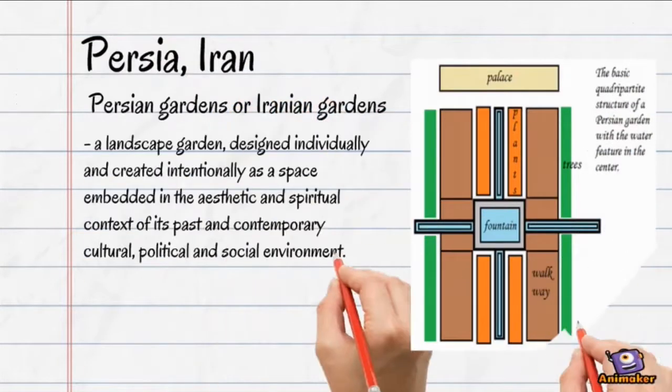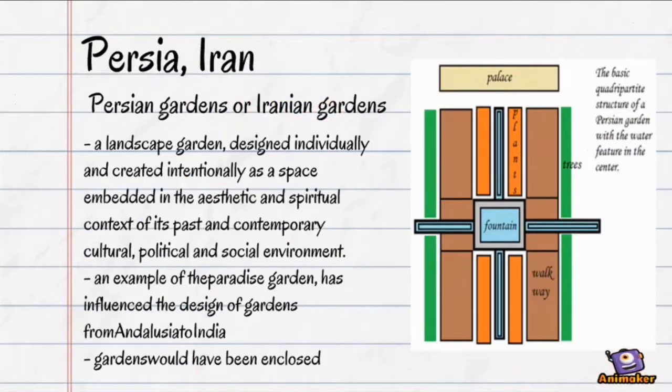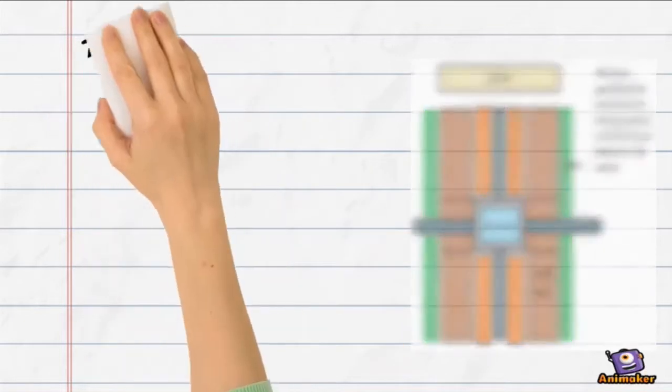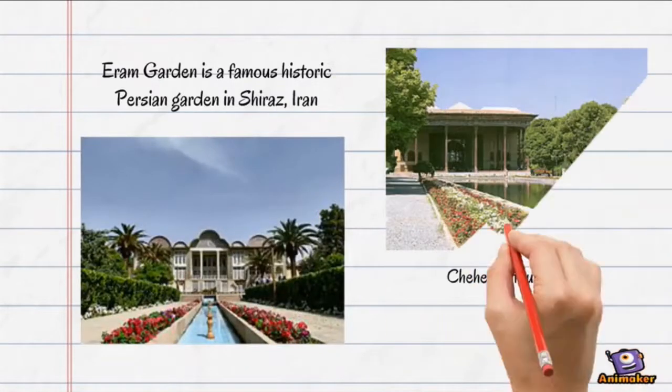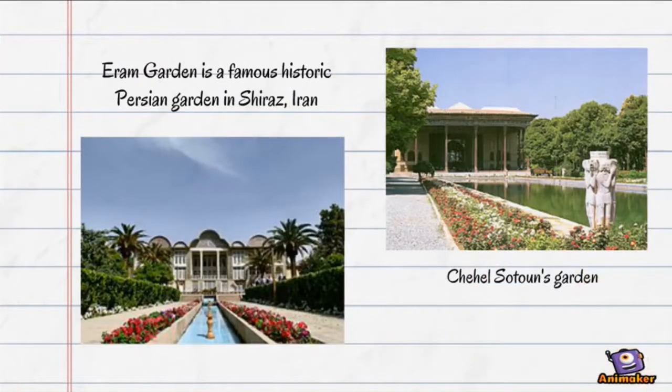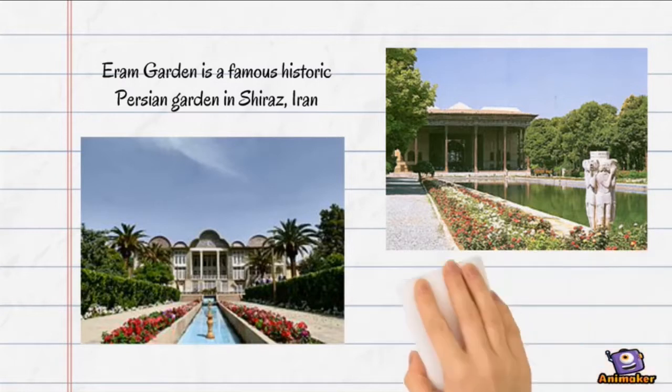Persia, Iran. Designed individually and created intentionally as a space embedded in the aesthetic and spiritual context of its past and contemporary cultural, political and social environment. Examples of garden. A famous historic Persian garden in Shiraz, Iran. Chilsotoon's garden.